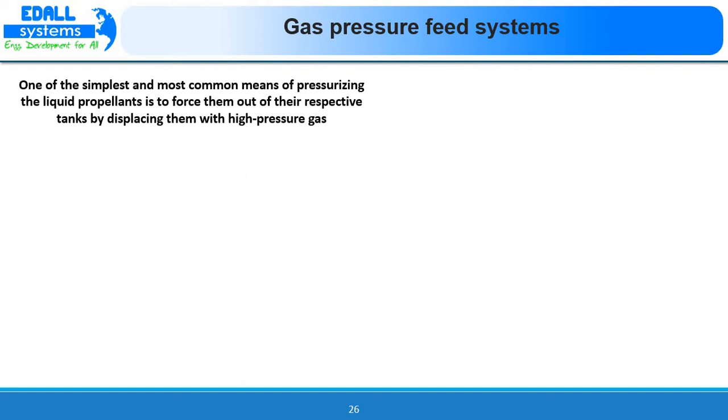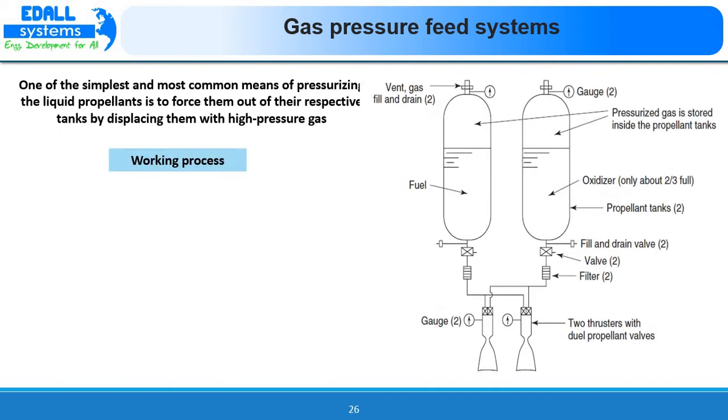It is one of the simplest and most common means of pressurizing the liquid propellant, where the liquid propellants are forced out of their respective tanks by displacing them with high pressure gas. So this is a typical gas pressure fed system. Here we can see two separate propellant tanks are provided, one for fuel and the other for oxidizer.